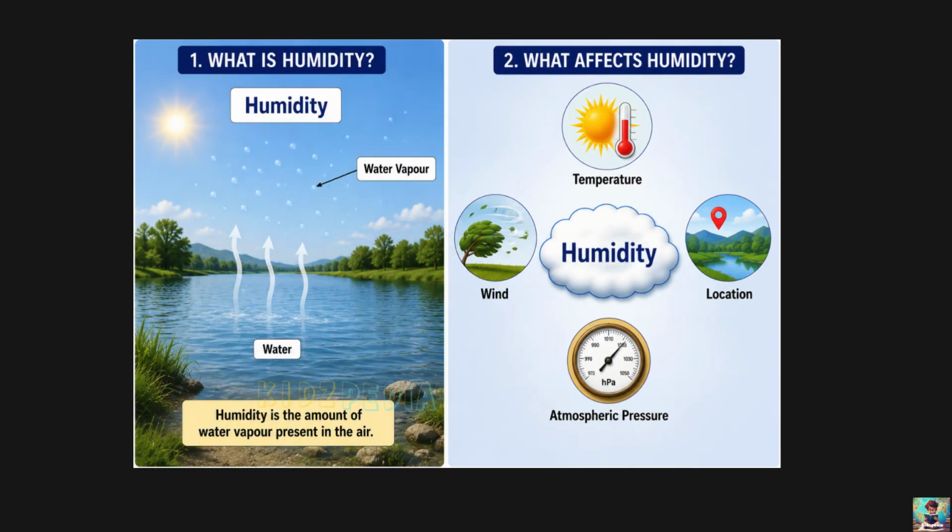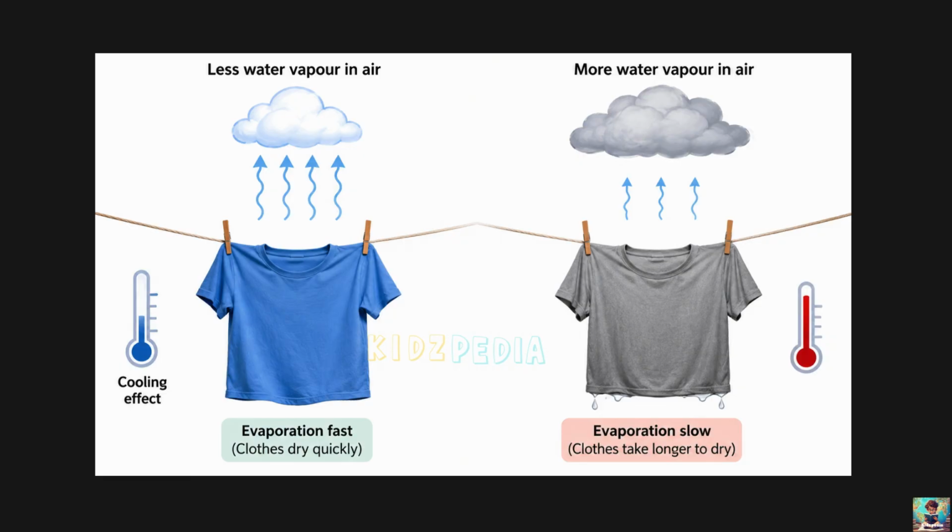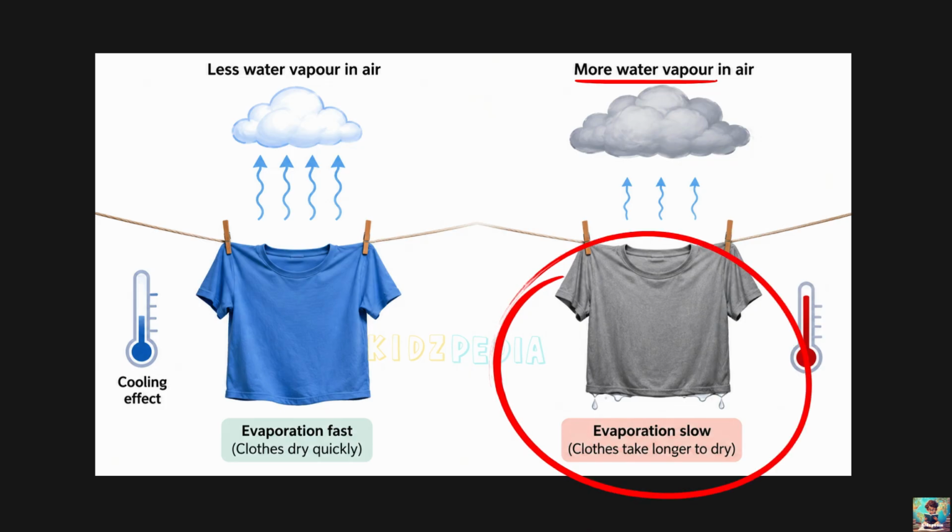And the last weather element, humidity. Humidity is the amount of water vapor present in the air. It also depends on factors such as temperature, wind, pressure and location. Remember what you learnt in class 6 science? When water evaporates, it produces a cooling effect. But if the air already contains a lot of water vapor, evaporation becomes slower. That is why clothes take longer to dry on a humid or rainy day.